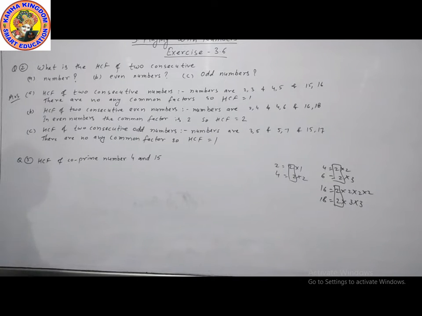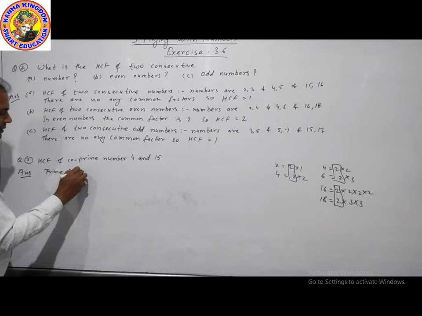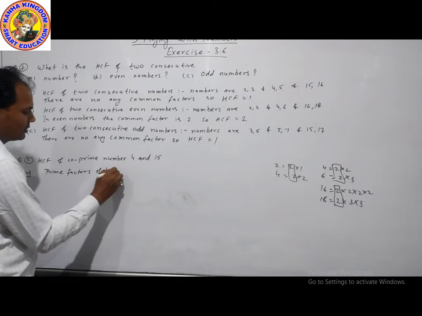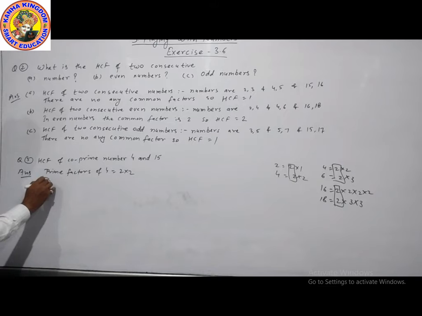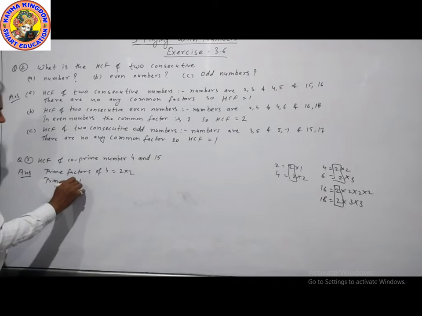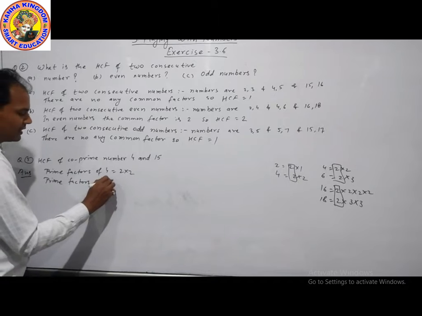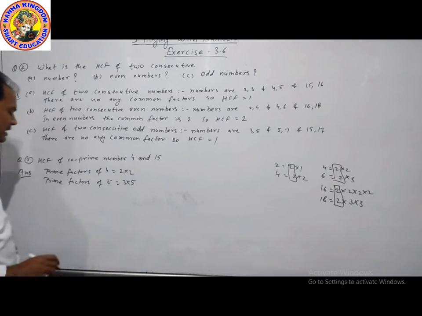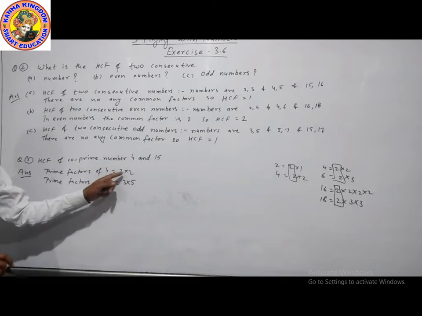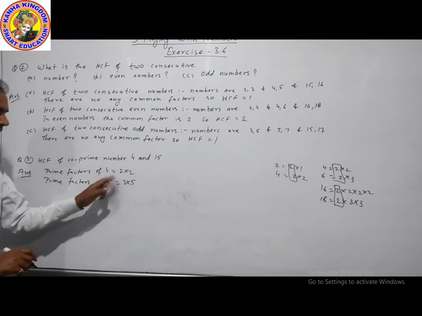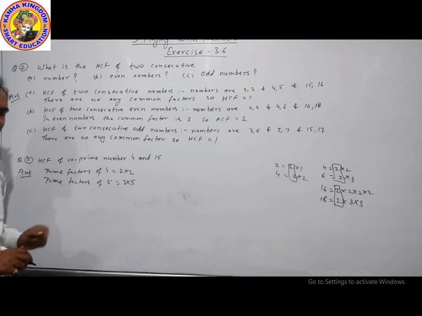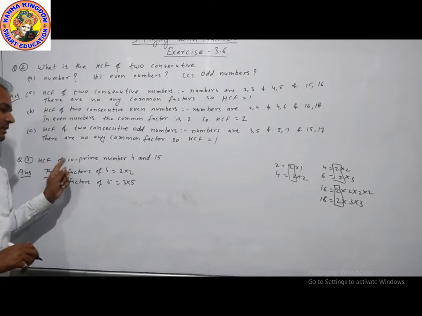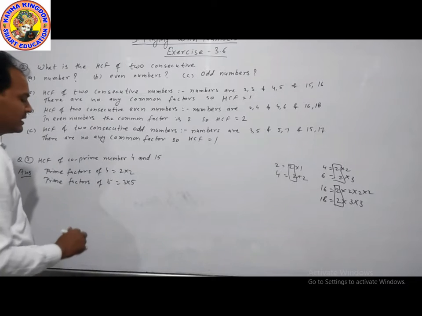The third one, HCF of co-prime numbers 4 and 15. Prime factors of 4 are 2 into 2. Prime factors of 15 are 3 into 5. There are no common factors, so HCF is 1. So always the HCF of co-prime numbers is 1.